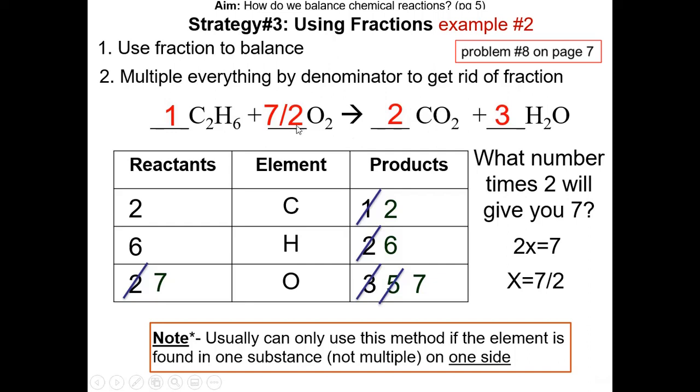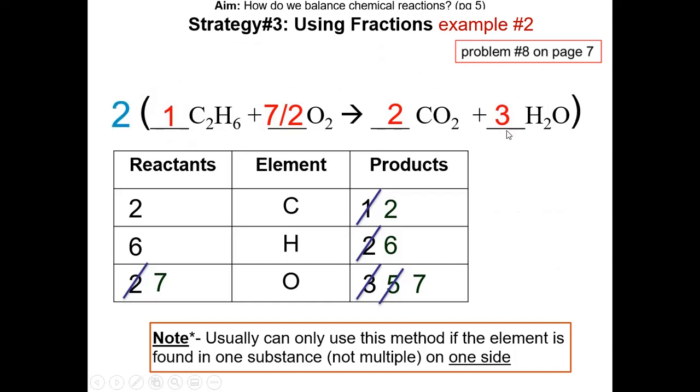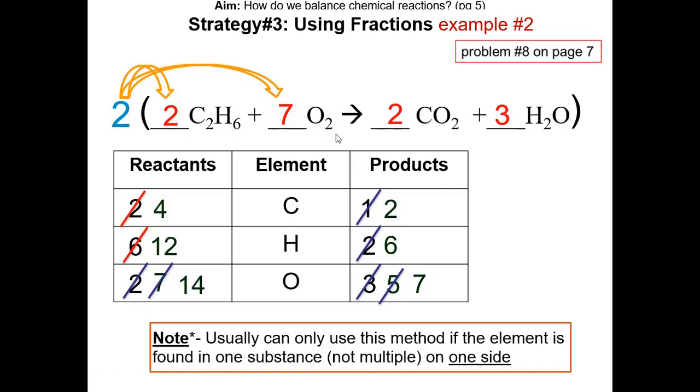So the next step is to get rid of this fraction because we cannot have a fraction as a coefficient. Since the denominator is 2, we multiply every coefficient in this chemical equation by 2. So let's distribute the 2. So 2 times 1 is 2. So now we have 2 times 2, we have 4 carbons, and we have 12 hydrogens. We distribute the 2 again, so 2 times 7 over 2 is 7. 7 times 2 is 14. So now we have 14 oxygen atoms on the reactant side.